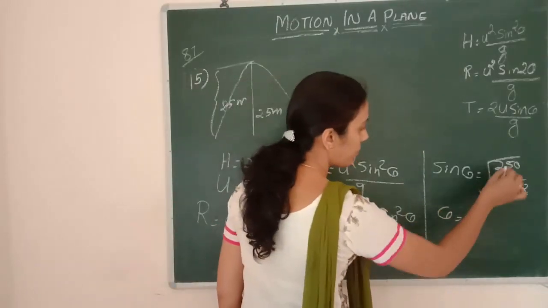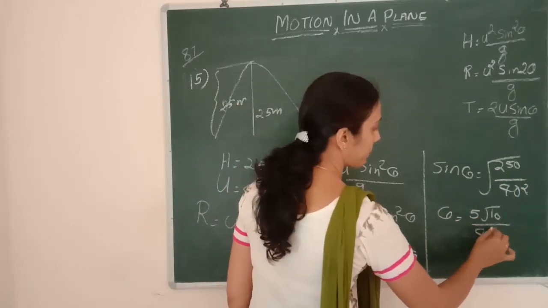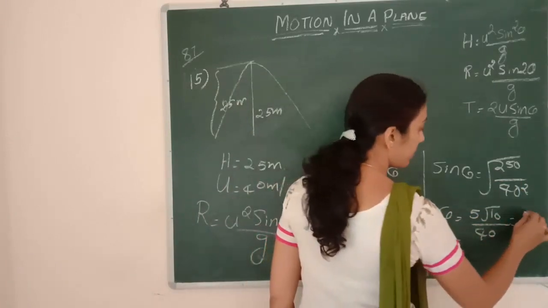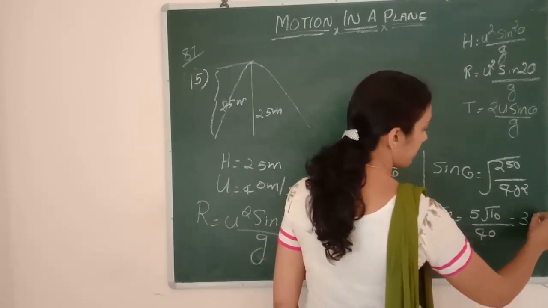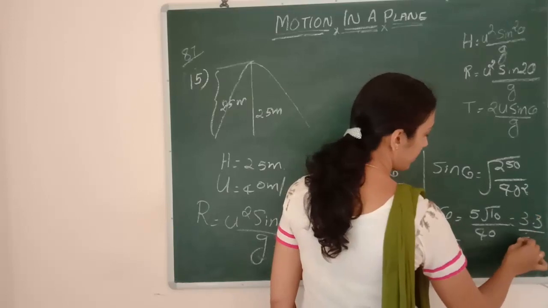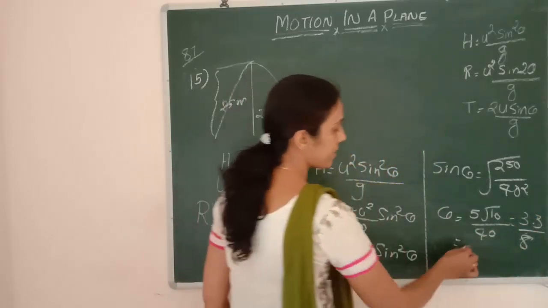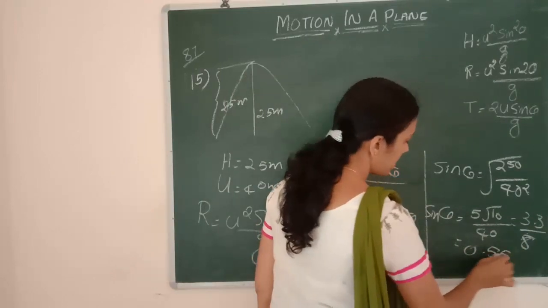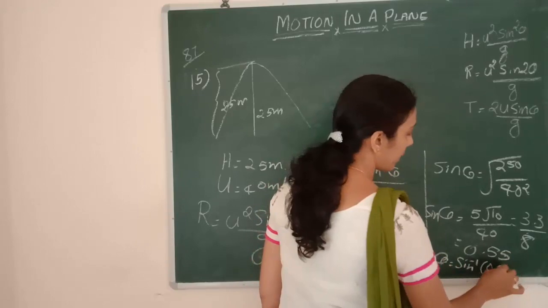So root of 250 square is 5 root 10 divided by 40. So 5 root 10 will be 3.33, which means 3.33 divided by 8. So you will be getting the answer as 0.55. So theta value equals sine inverse 0.55.